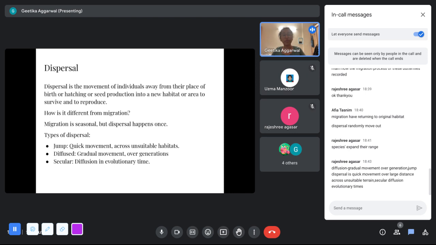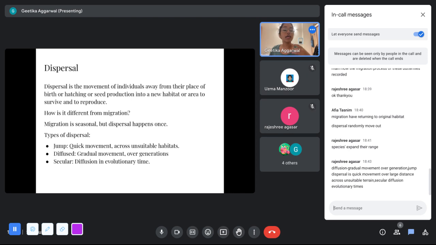One is a jump dispersal, where you avoid the in between patch of unsuitable habitat and you move from one suitable area to another suitable area. And that will be a jump dispersal. Diffused is a gradual movement which is happening over generations.